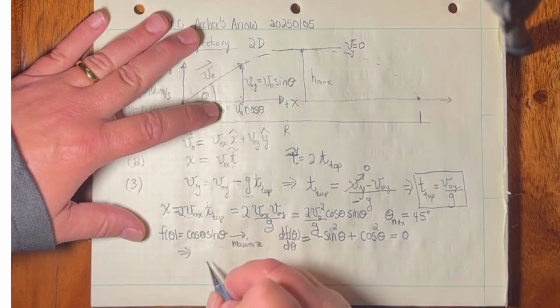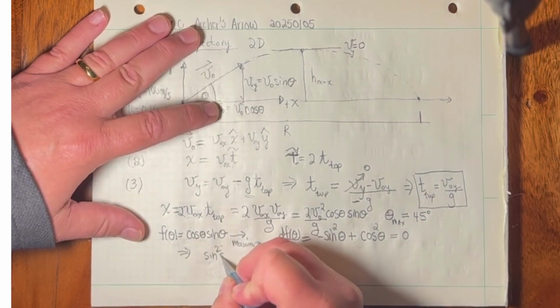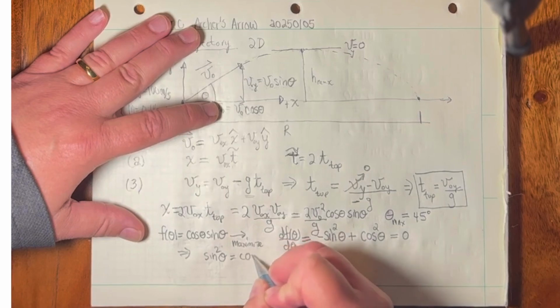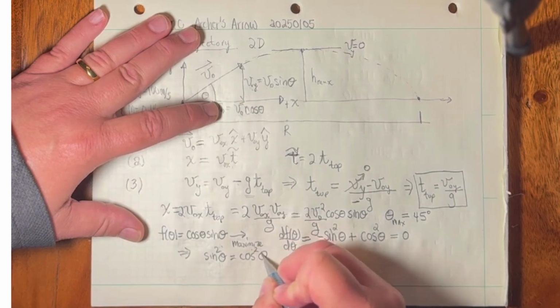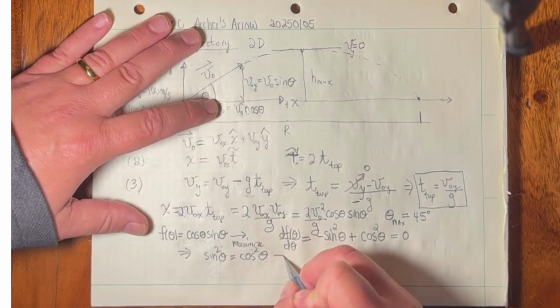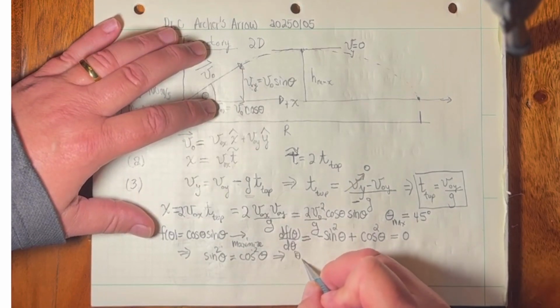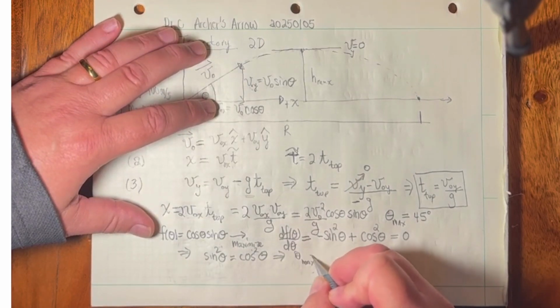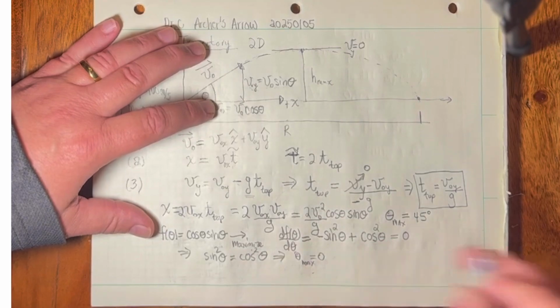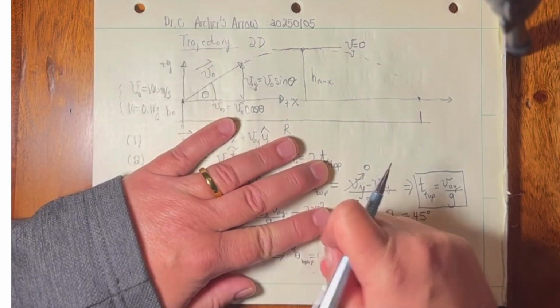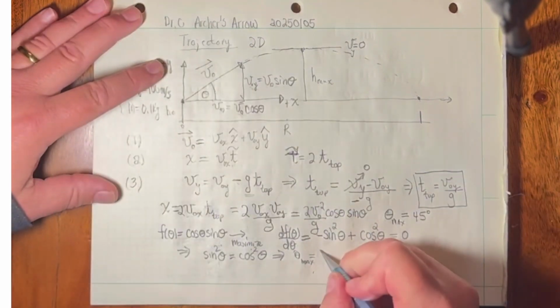So what does that tell us? Sine squared theta is equal to cosine squared theta. That happens when theta is 45 degrees. So you get the same answer directly with calculus. Theta equals 45 degrees.